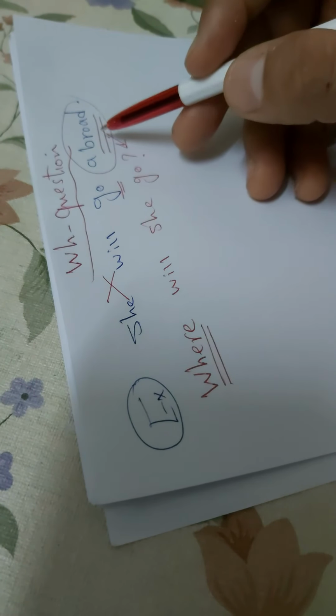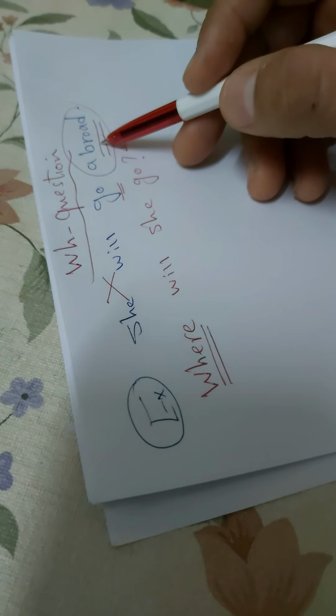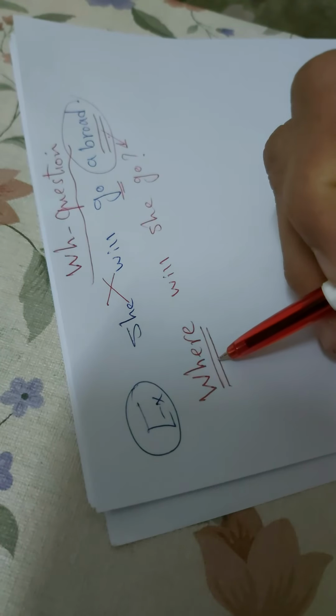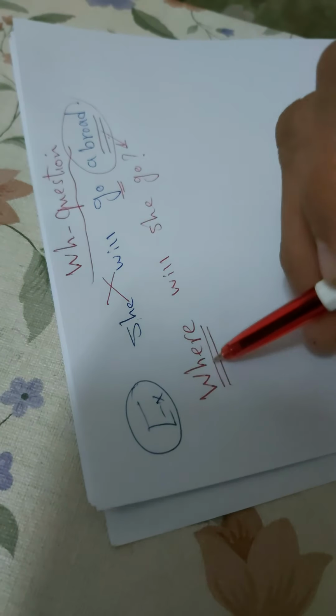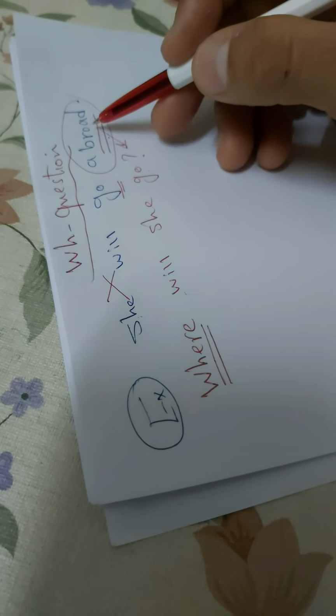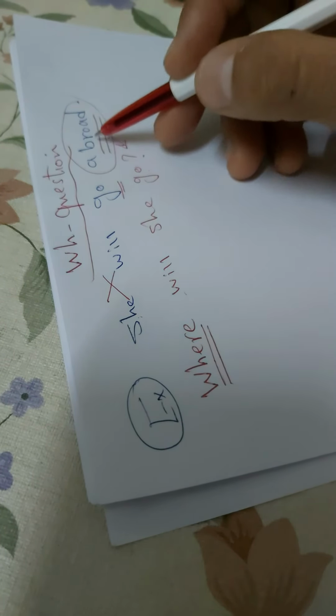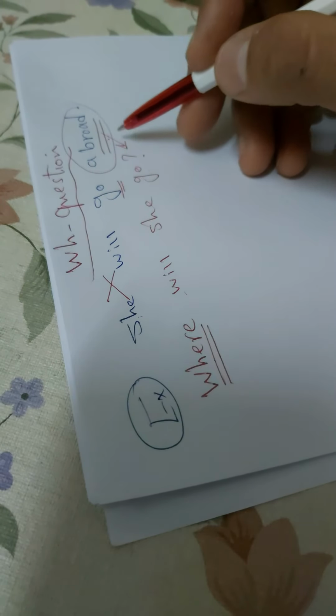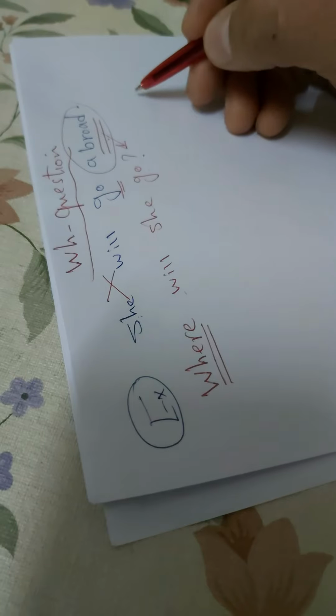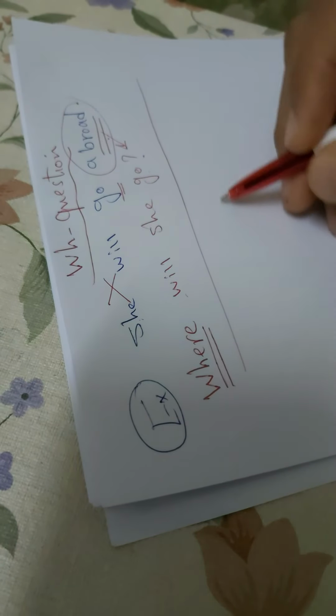Okay? When you ask about abroad, you ask with where and replace she with will and will with she. Where will she go? And don't put here abroad because abroad here is the answer. Don't put it here again. Okay? This is the question.